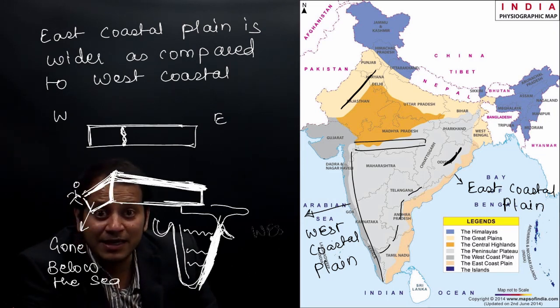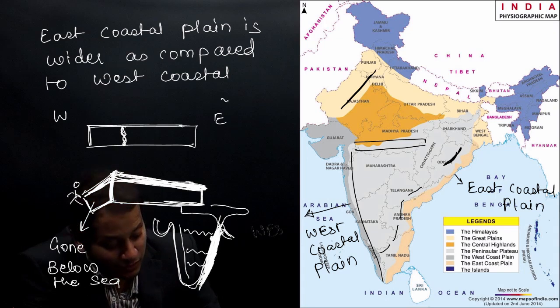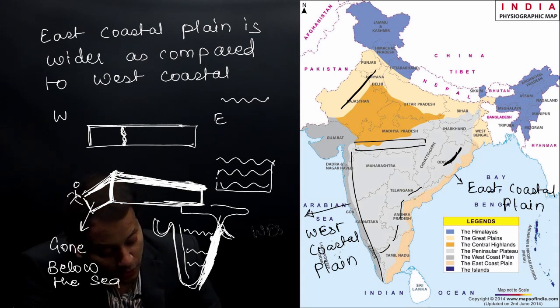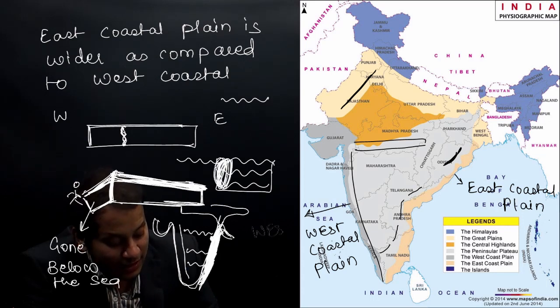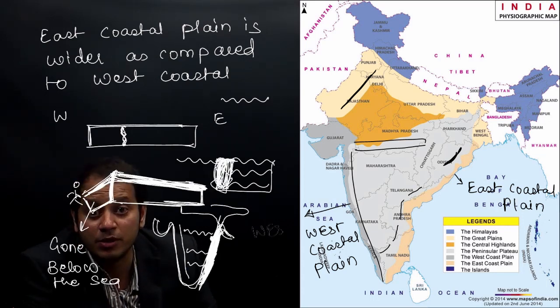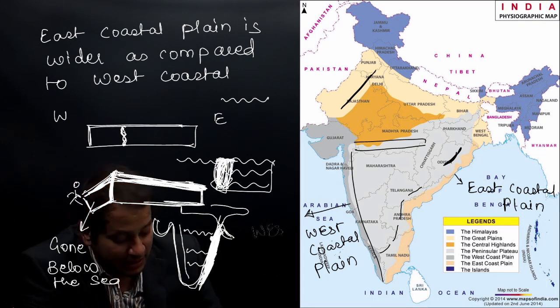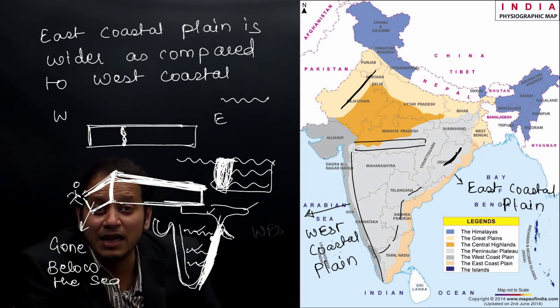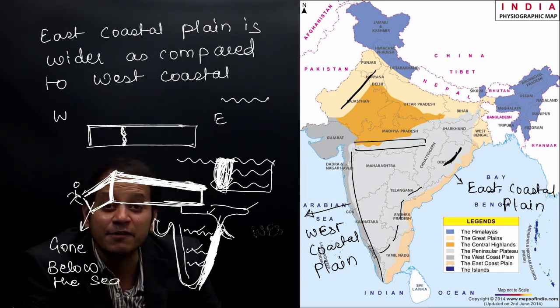As if, if this was the sea here, over the period the rivers which are coming have deposited the sediments in the sea, and therefore a land has been formed on the eastern coastal plain. Why? Because extremely big rivers, Ganga, Brahmaputra, Godavari, Krishna, Kaveri, carry a large amount of broken rocks, a large amount of sediments, and they fill the sea.